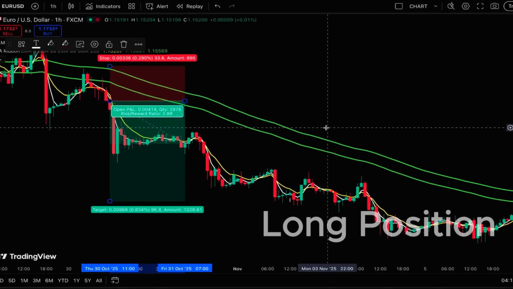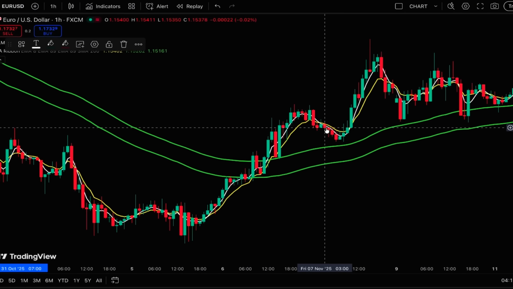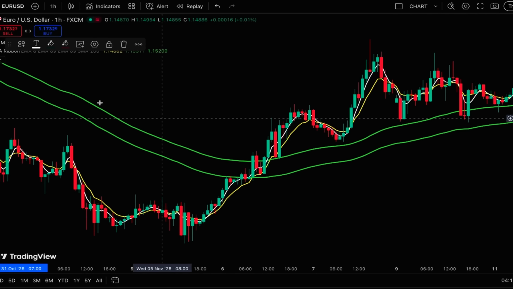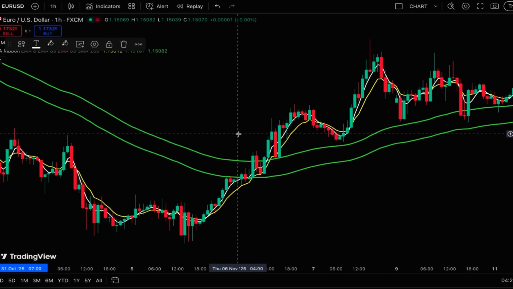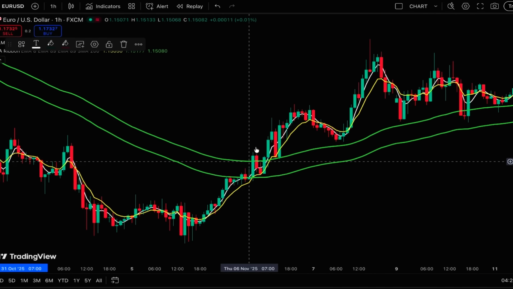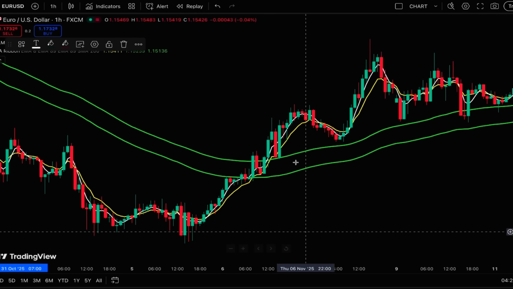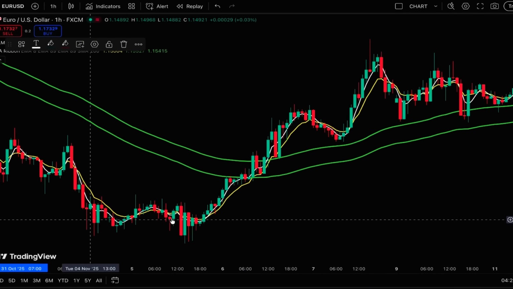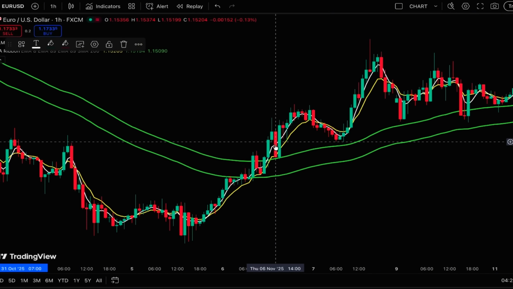Now let me teach you a long position setup. Here in this part of the chart, we are trying to catch the reversal from downtrend to an uptrend. As I explained earlier, when the market is in a downtrend, the price is below the green channel, and when the market is in an uptrend, the price is above the green channel. So we want a situation like this where the price from below the green channel crosses the green channel and goes above the green channel.